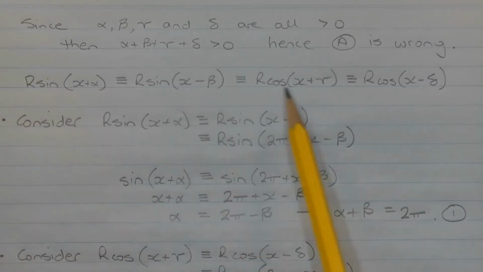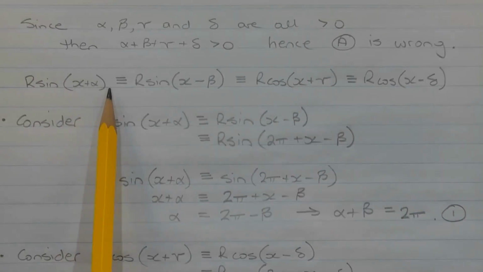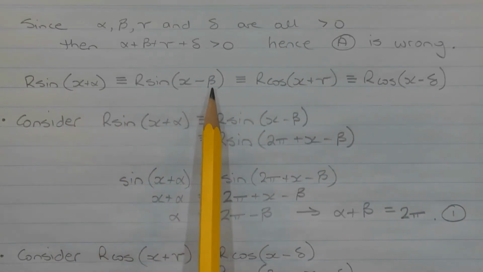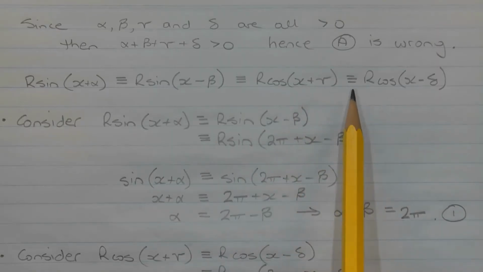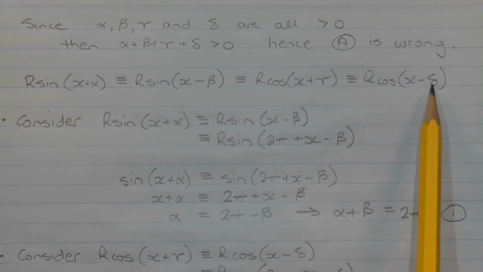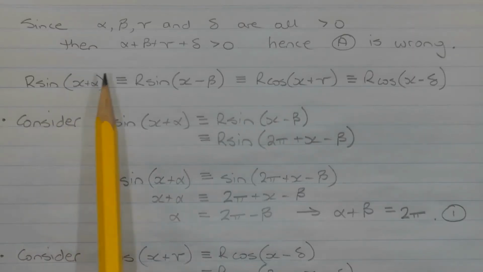Now consider this equivalence. R sin(x + alpha) is equivalent to R sin(x - beta), which is equivalent to R cos(x + gamma), which is equivalent to R cos(x - delta). All four of these statements represent A cos x + B sin x. Also note that the period of all four of these functions is 2 pi. Now this will become important shortly.